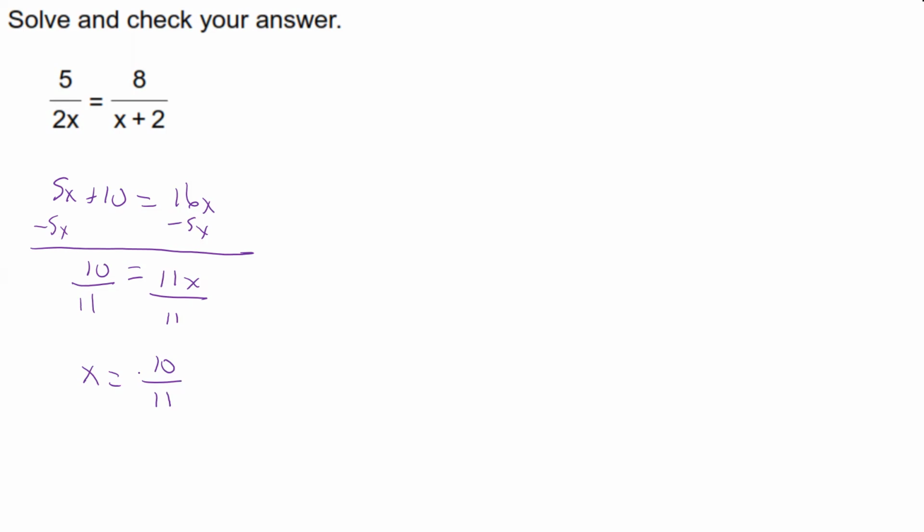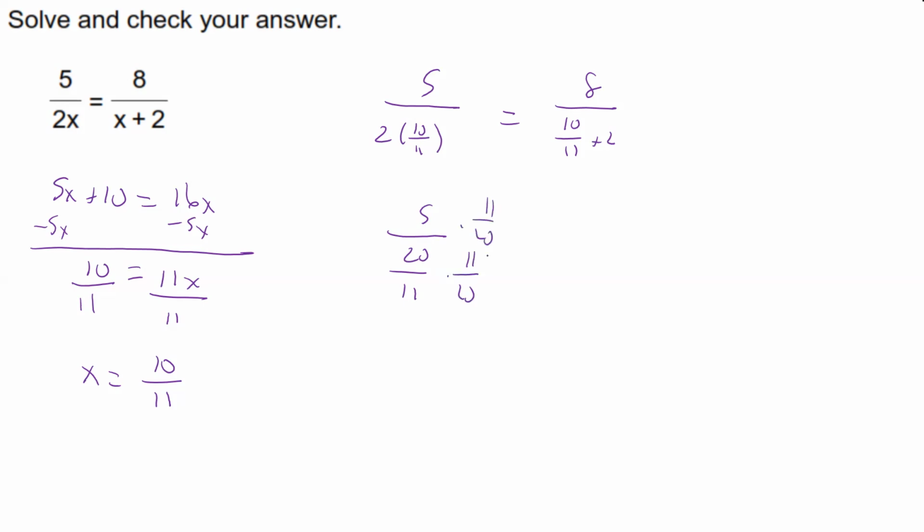Now, I'm not showing all the checks, but you should always check your answers. So if we plug this back in here, you would have 5 over 2 times 10 over 11, and that should be equal to 8 over 10 over 11 plus 2. Well, here 2 times 10 is 20, so it's going to be 5 over 20 over 11. And so we multiply by 11 over 20, multiply by 11 over 20. So those cancel, and 5 goes in here once, 5 goes in here 4, so it goes 11 fourths. So that's what's on the left.